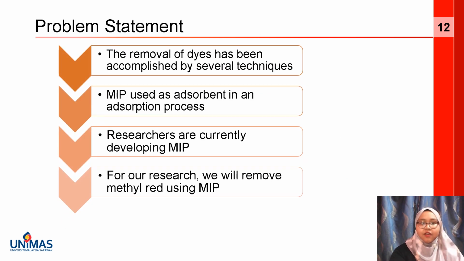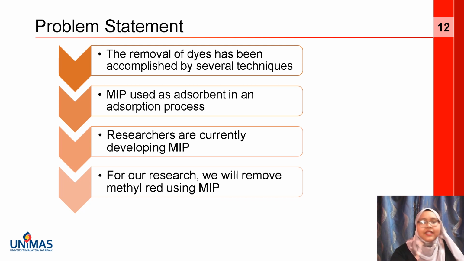The removal of dye has been accomplished by several techniques such as adsorption, coagulation, flocculation, ozonation, oxidation, and membrane technology. However, some techniques are too costly, require complicated operations, and are less efficient for removing dyes. MIP used as an adsorbent in the adsorption process has been proven to be more effective than other methods.